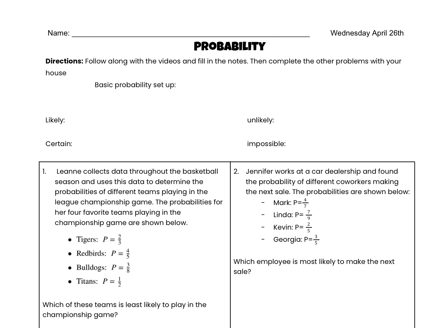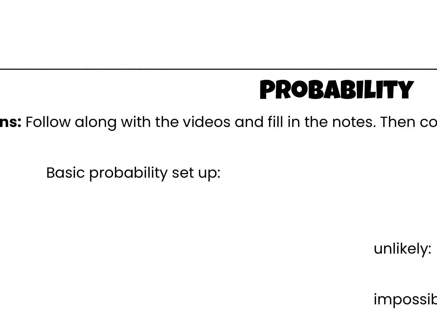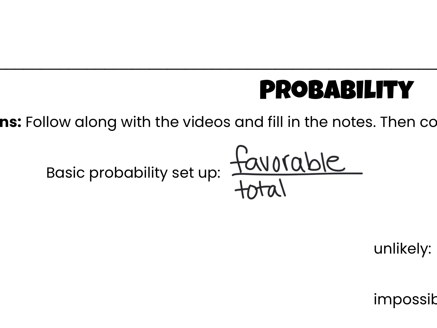Hello, so today we are going to review probability. Remember, probability is the likelihood that something is going to happen. So in the middle, we've got our basic probability setup. Anytime they want us to find a probability, we always start as a fraction with the favorable outcomes on top. So what we're looking for, whatever we want to find. And then on the bottom, our total number of outcomes.